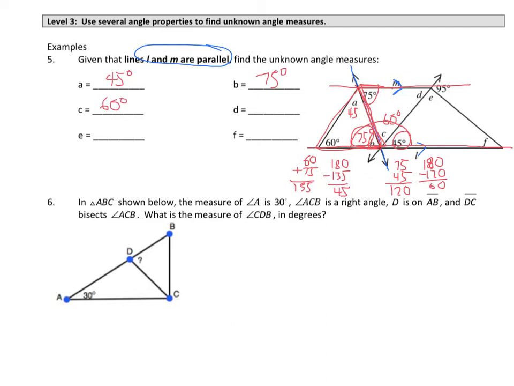To find the measure of angle D, we can use alternate interior angles again. If you see that Z shape with the 2 parallel lines and the transversal, these 2 inside corners of the Z are alternate interior angles, and they're the same. So angle D is 45 degrees.